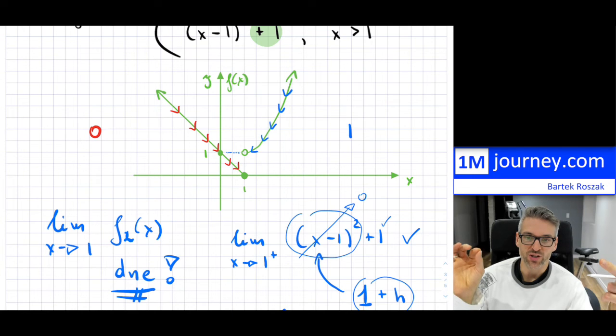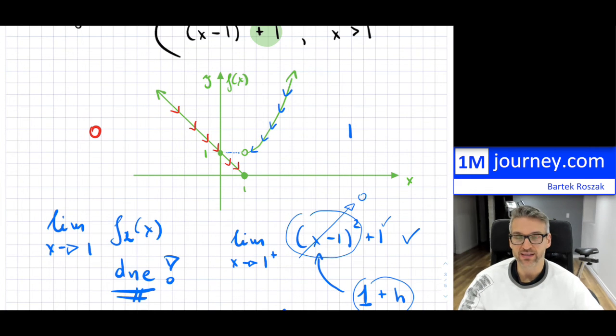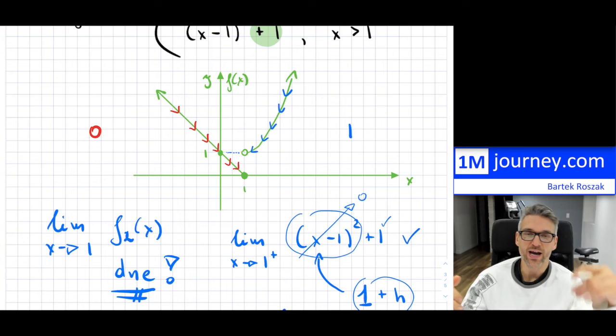Are they equivalent? Meaning, does the function at 1 equal the limit as x approaches 1? No, because there is no limit. The left-hand side limit exists, the right-hand side limit exists, but they're not equivalent. So therefore the limit does not exist. That tells us that the function at 1 is discontinuous. So there's a discontinuity.